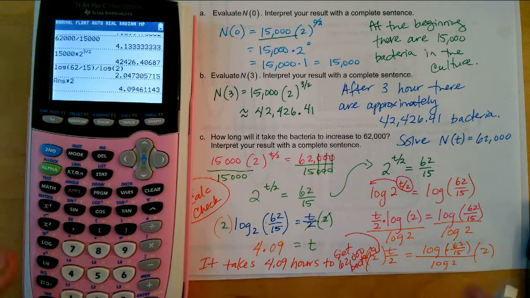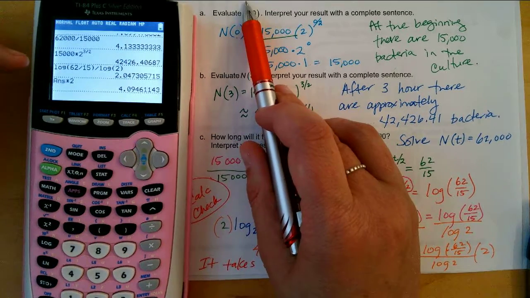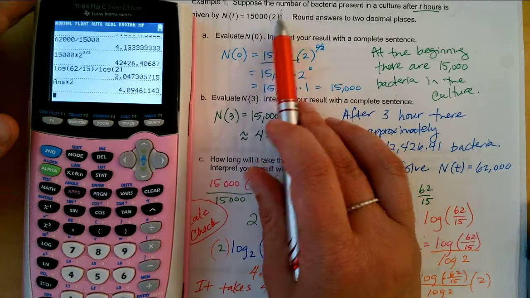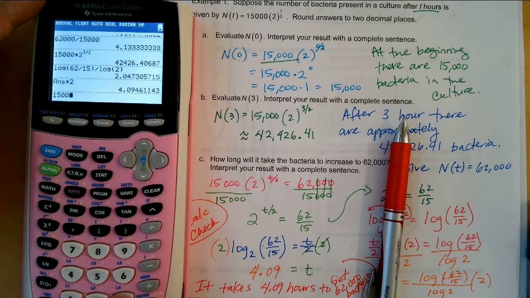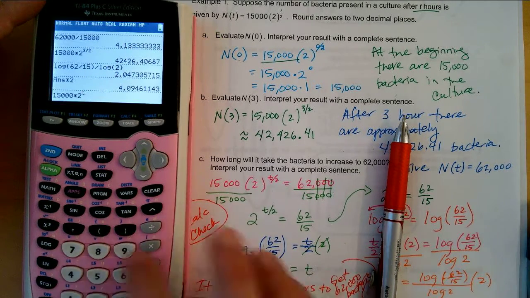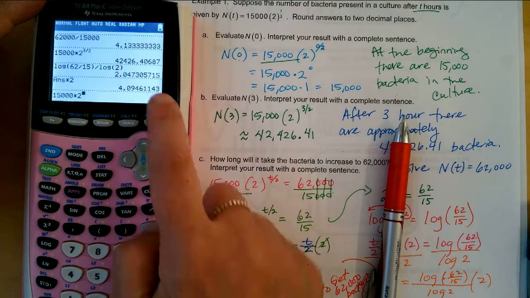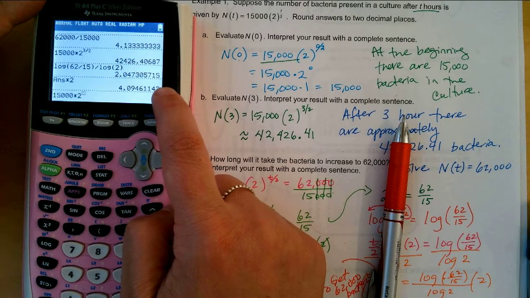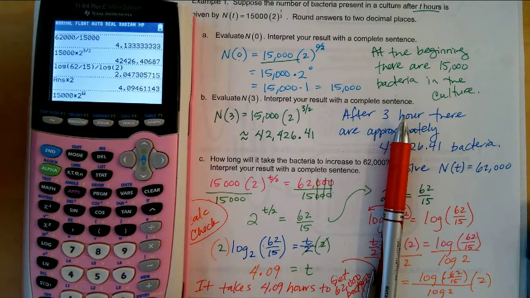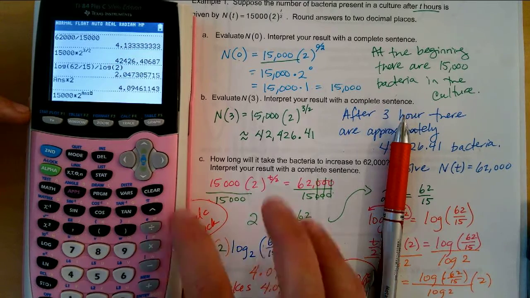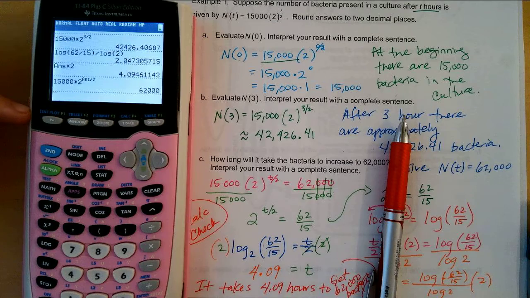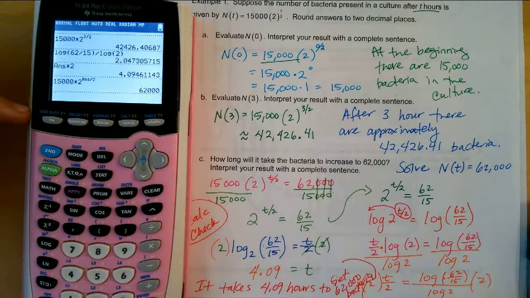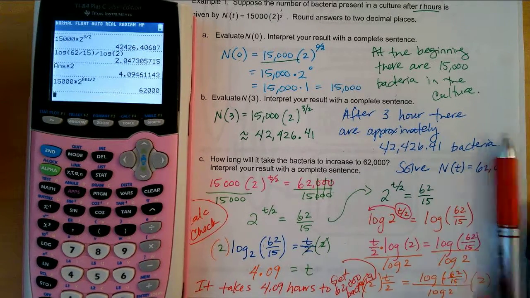So if you were to check, you could take your original equation and you'd be plugging this number in for t. So that would look like this, 15,000 times 2 to the power of, I want to put that answer in, but I don't really want to put the rounded answer in. So if I go second ANS, that's going to put that answer in, divided by 2, and I push equal, and look at that, I get the 62,000 back. That's a way to check it, okay?